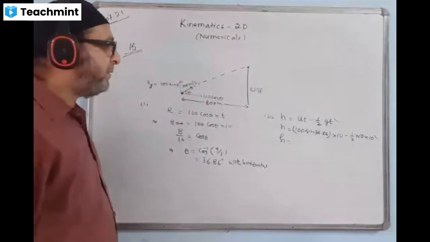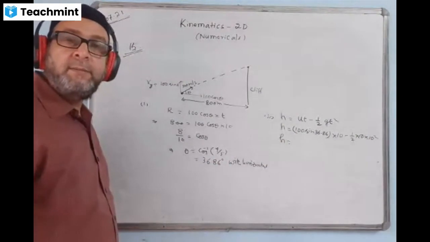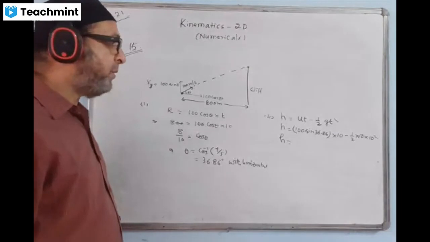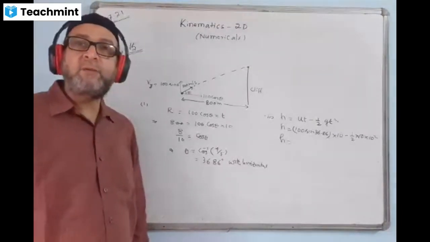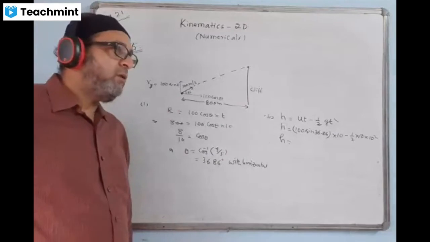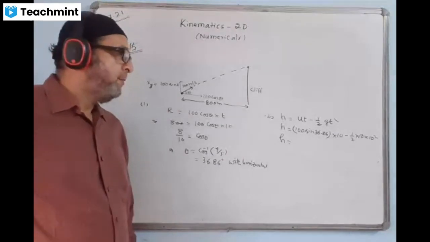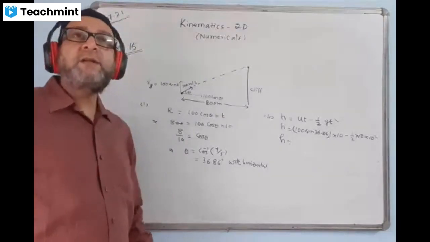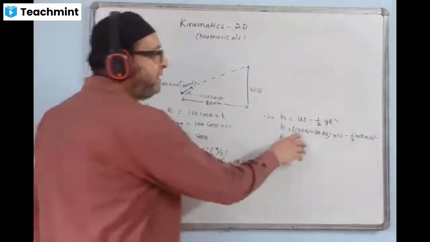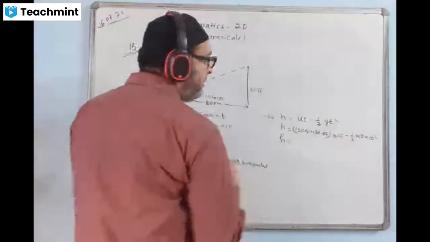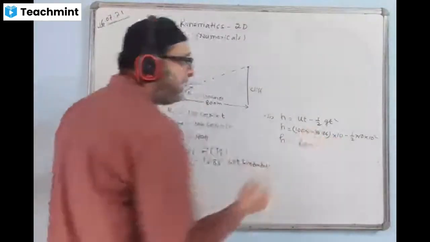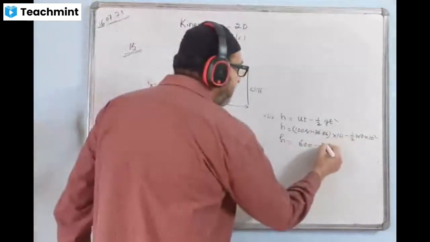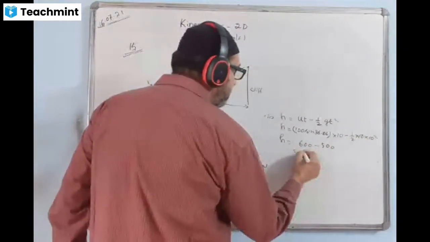Just tell me the answer. 100 sin 36.86, what is the answer? Take that part first. It is 59.98, about 59.9, that is 60. You can take it as 60. 60 into 10 is 600. And here it is coming to 500. Answer is coming 100 meters.